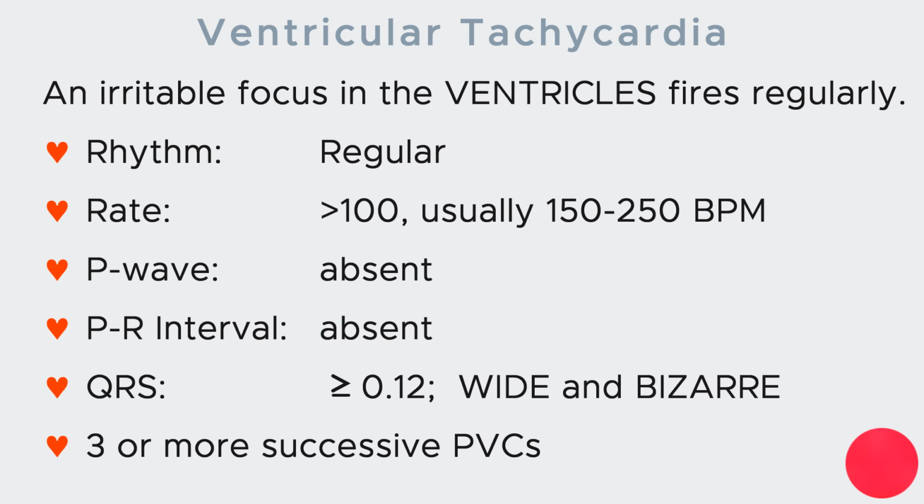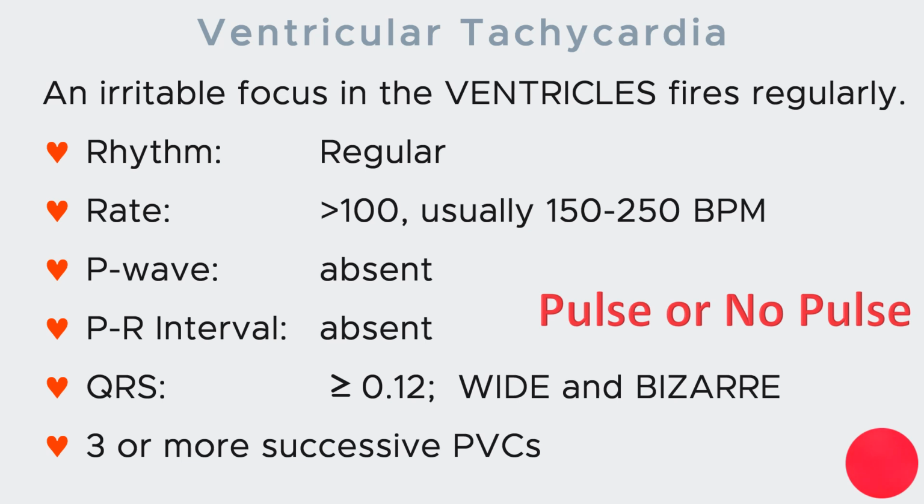With your VTach, you will not see any P waves, they will be absent, therefore you cannot measure a PR interval. Looking at your QRS complex, it is going to appear wide and bizarre, and it will measure 0.12 seconds or greater. Something else to consider, if you have 3 or more PVCs in a row, that is considered a run of ventricular tachycardia.